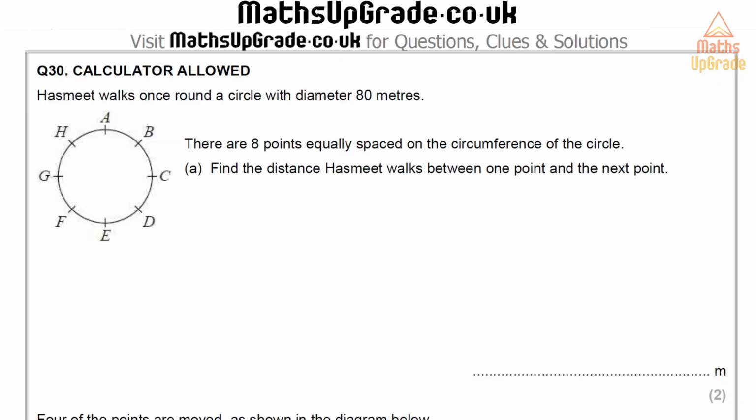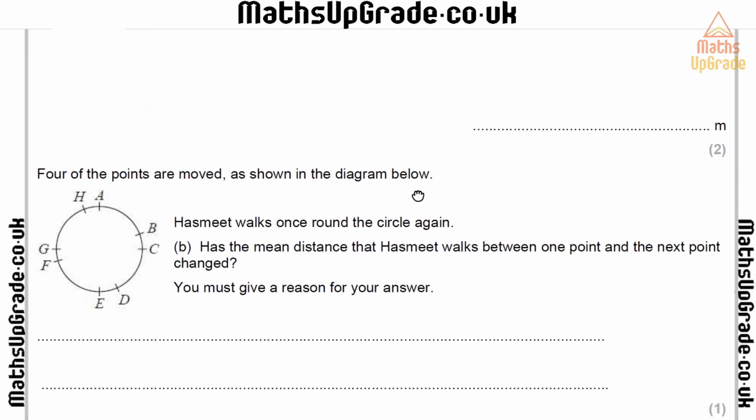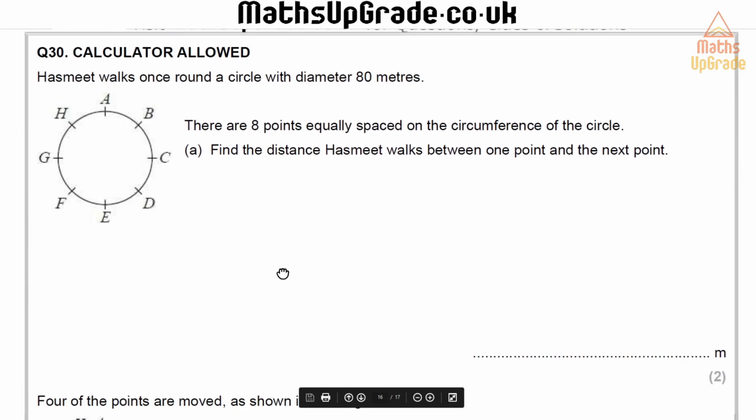Question 30. So Hasmi walks once around a circle with diameter 80 meters. There are 8 points equally spaced on the circumference of the circle. In part A, I've got to work out the distance Hasmi walks between one point and the next, which is for 2 marks. And then part B, 4 of the points are moved and has the mean distance that he walks between one point and the next point changed, giving a reason. So the whole question there is worth 3 marks. So let's do the first part now.